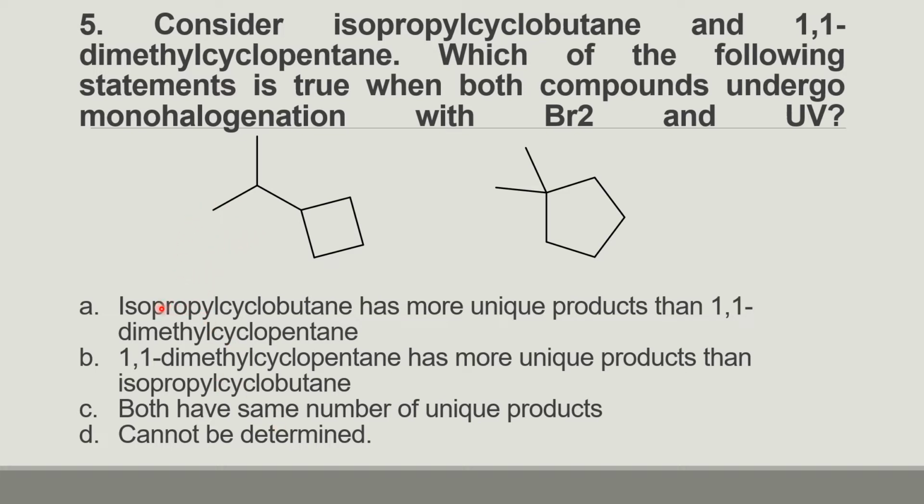So, when this undergoes monohalogenation, so A, if isopropylcyclobutane has more unique products than 1,1-dimethylcyclopentane. B, if mas marami yung cyclopentane na unique products kaysa sa isopropylcyclobutane. C, if it cannot have the same number of unique products, and D cannot be determined. So, sulat ko muna kung ano yung general na reaction sa monohalogenation with Br2 and UV.